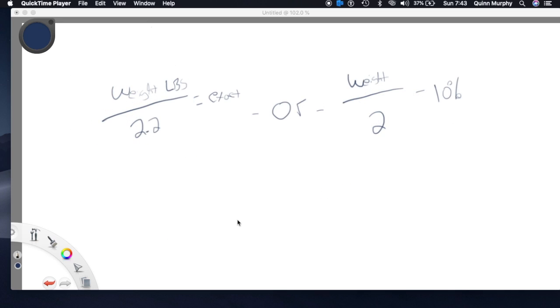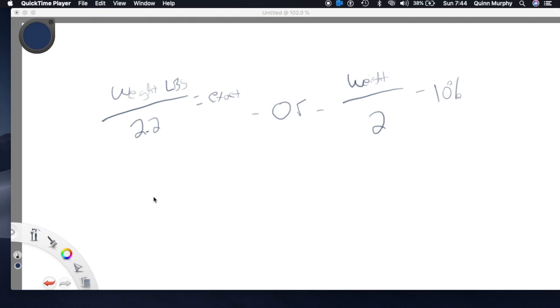So we're going to talk about converting pounds to kilograms, and what you can do is take their weight in pounds and divide it by 2.2, and that's going to give you the exact weight in kilograms. Or you can simply take their weight, divide it by 2, and minus 10%. So we're going to do both methods here.